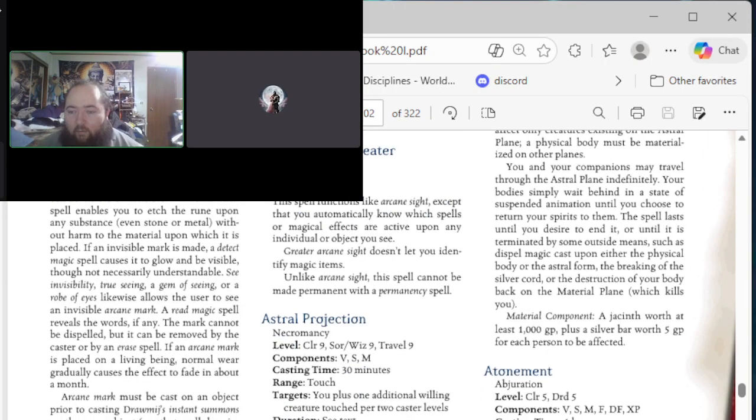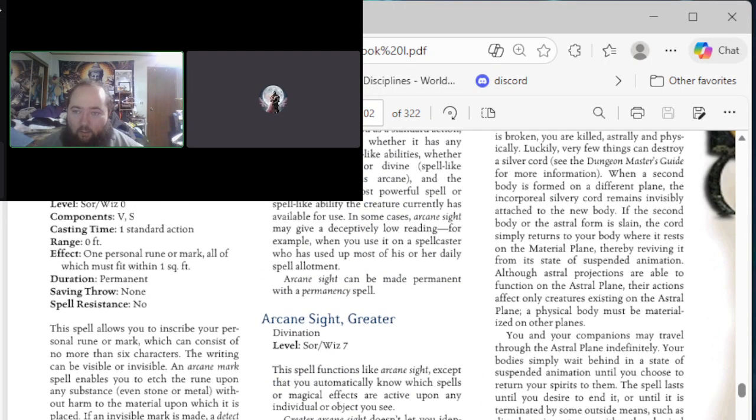The next spell is arcane mark. Universal. It's a 0 level sorcerer wizard spell. Components: verbal, somatic. Casting time 1 standard action. Range 0. Affects 1 personal rune or mark, all of which must fit within 1 square foot. So pretty much, boom. It can be either really small or up to 1 square foot. Duration permanent. Saving throw none.